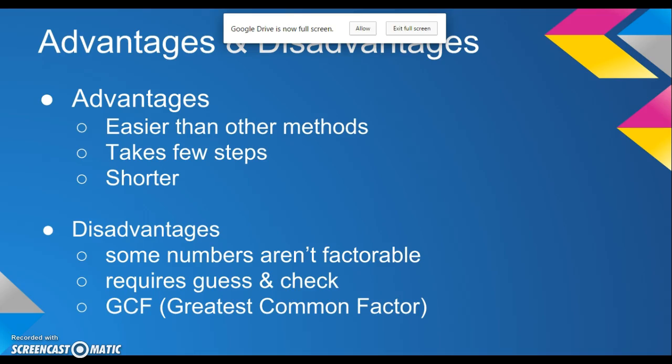Some cons to this, however, are that some numbers aren't factorable, so not every quadratic equation can be solved by factoring. It requires a lot of guess and check as well, so it might take a lot of time, and sometimes you also have to take out the GCF, the greatest common factor, which can also take some time.